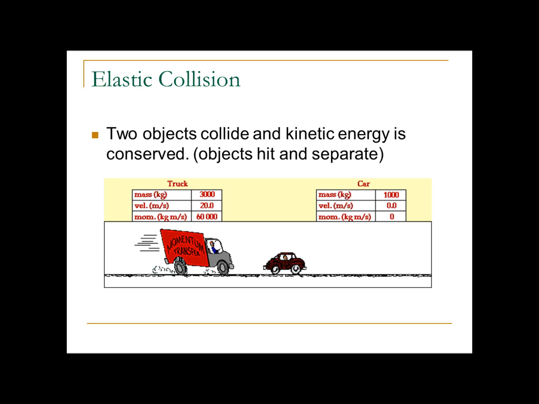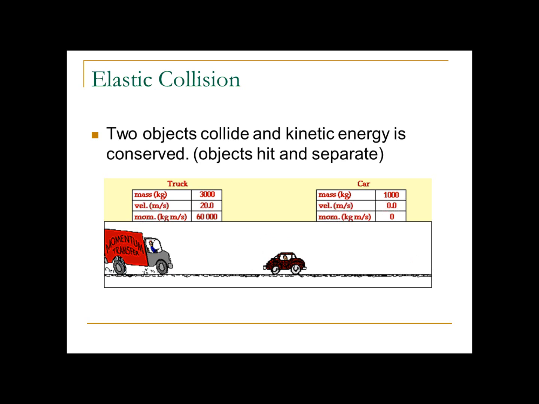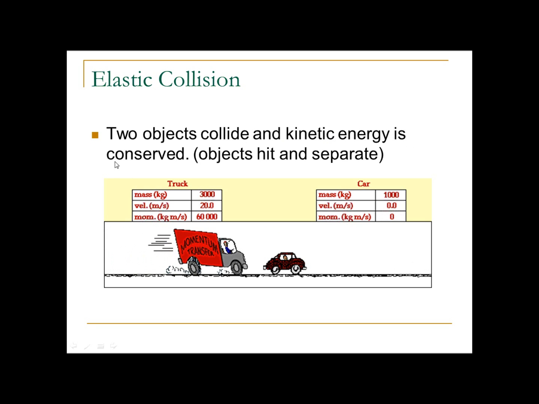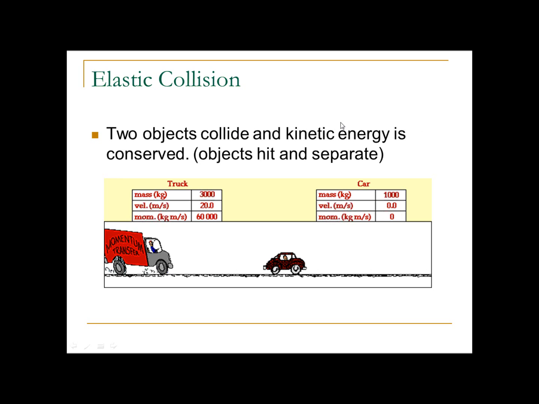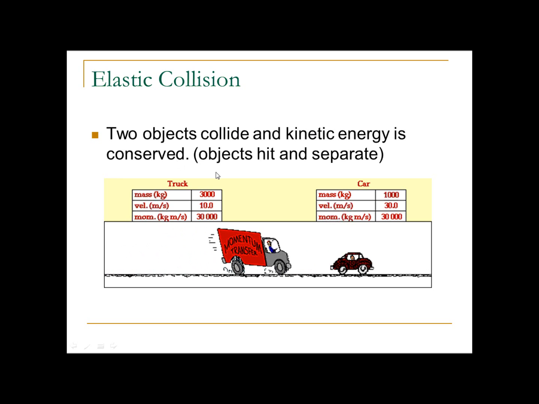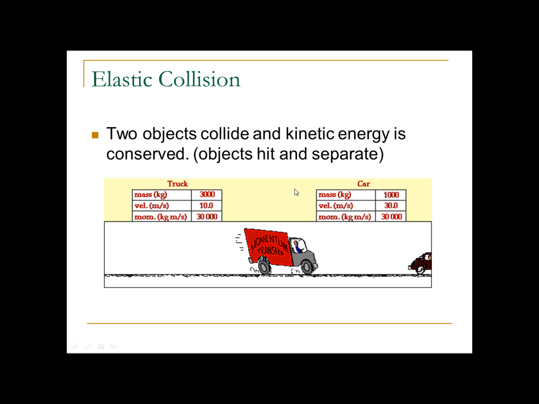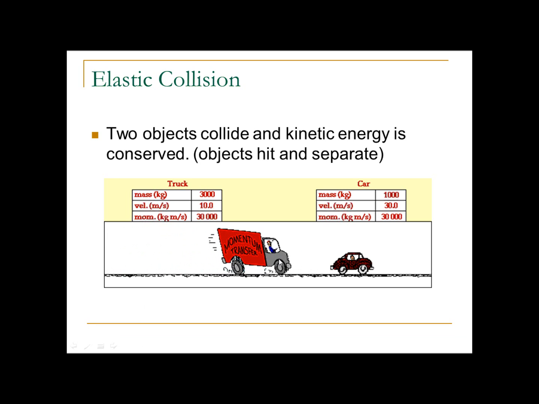There are two types of collisions: elastic and inelastic. We're going to start with elastic. Elastic is whenever two objects collide and the kinetic energy is conserved. We'll talk more about kinetic energy in the next unit, but just know that kinetic energy is conserved. The way we look at this in terms of momentum problems is that the objects hit each other and then separate. So we start with two objects, we end with two objects. The truck here hits the car, and in the end, they both bounce off each other.